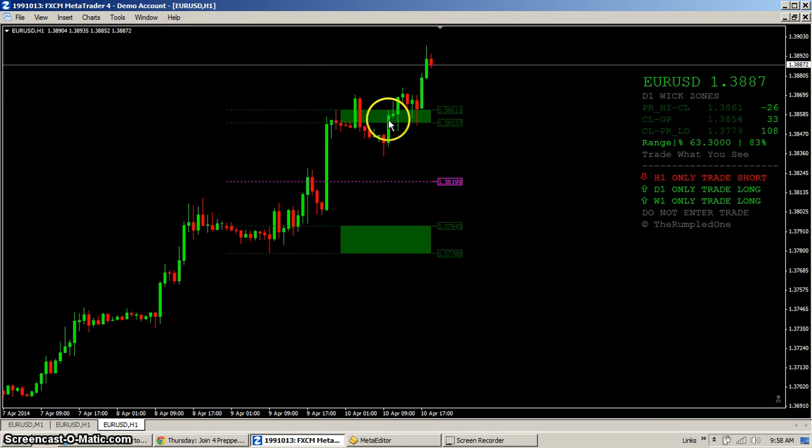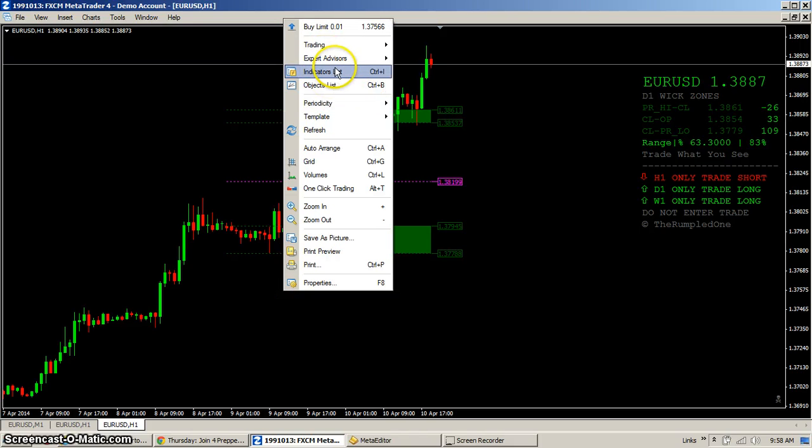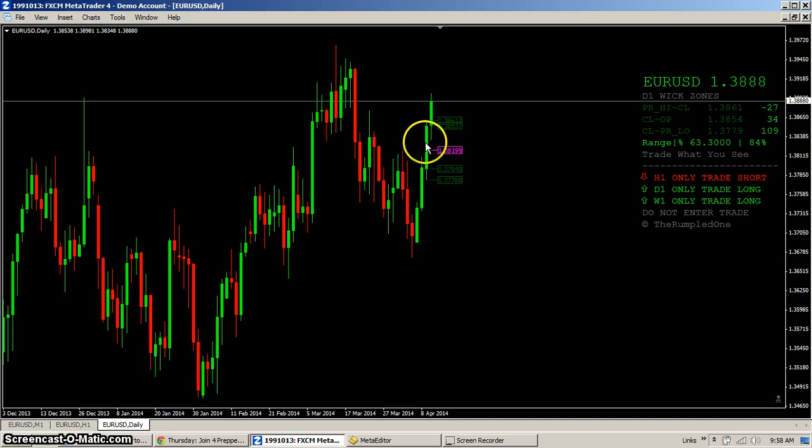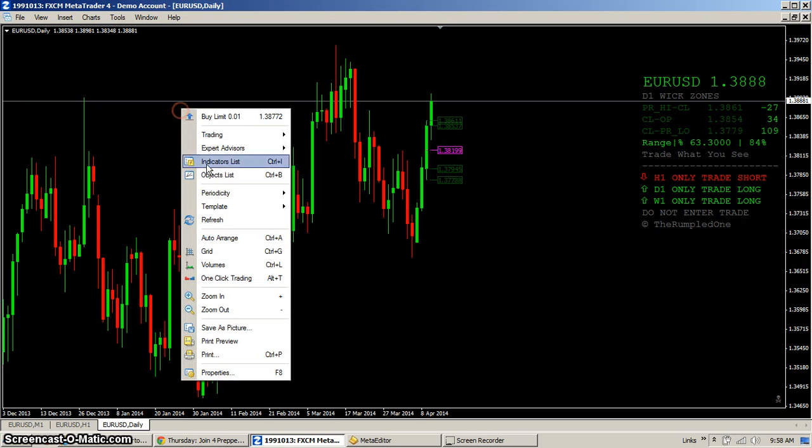And as you can see, here's the daily Wick zone of yesterday's candle. Since this is green, yesterday's candle was green. If we switch over to D1, you can see yesterday's candle was green, and you can see the zones. And you see they don't change because price is the same no matter what the time frame.